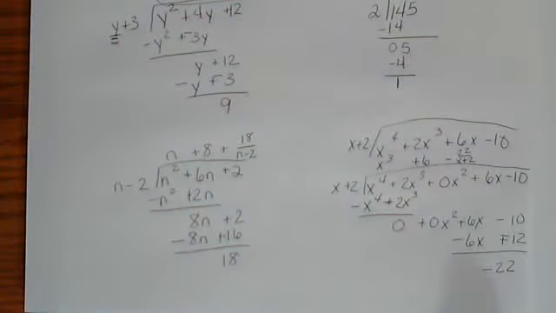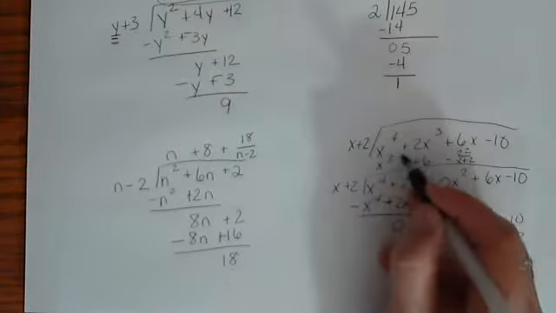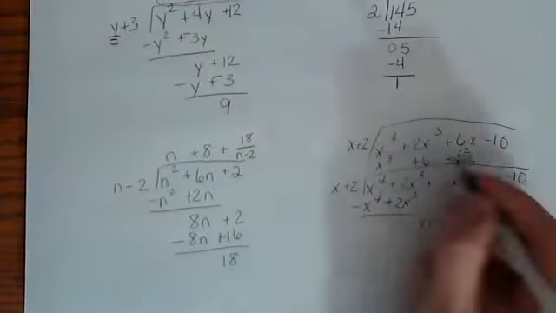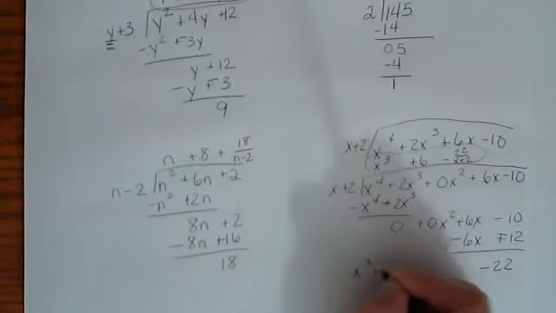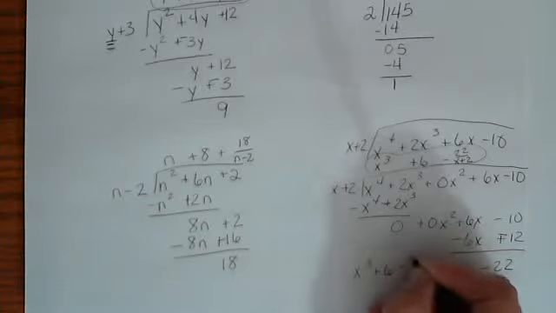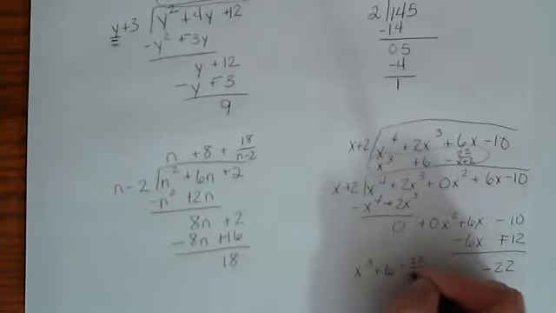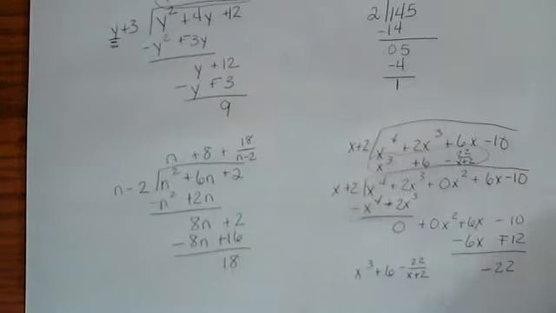What do you think about that? So just in case this is hard to read, your final answer would look like an x cubed plus 6 minus 22 over x plus 2.